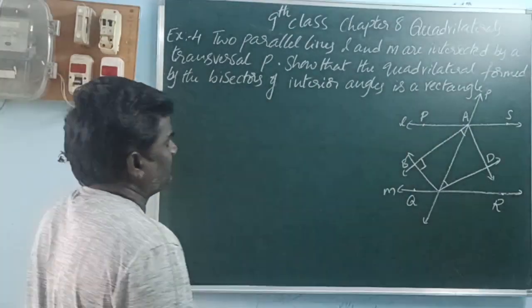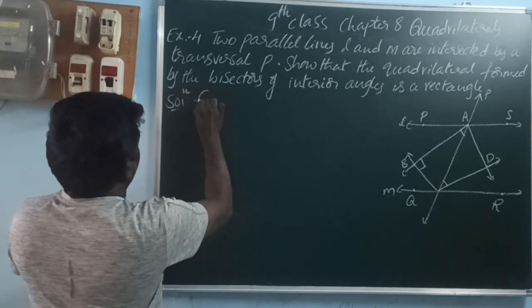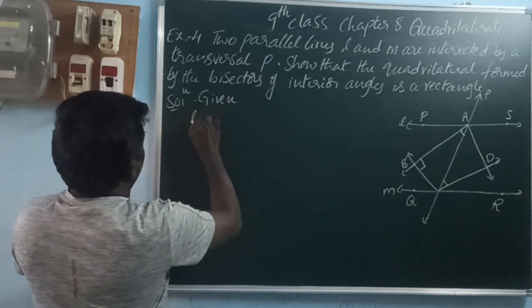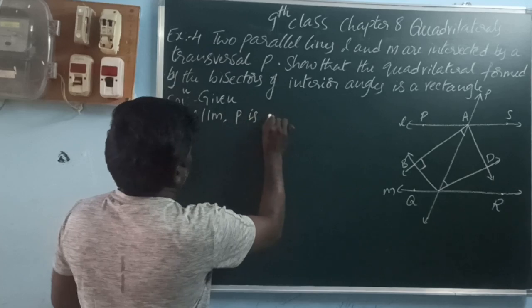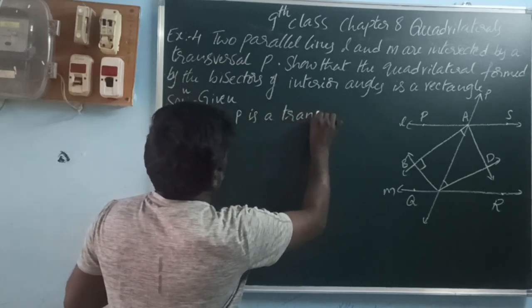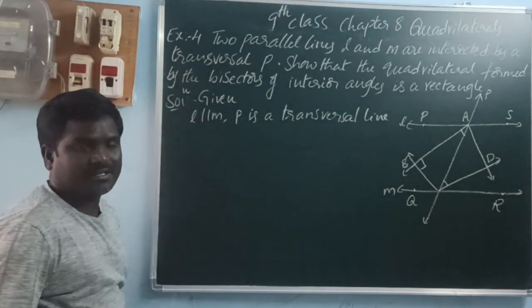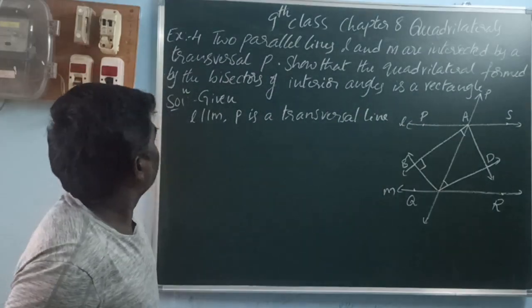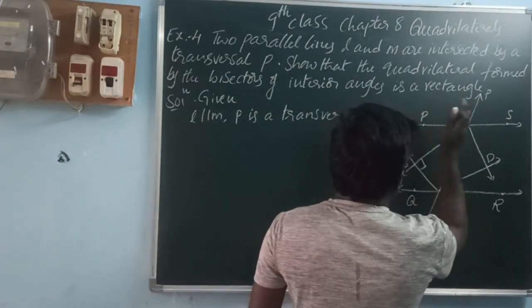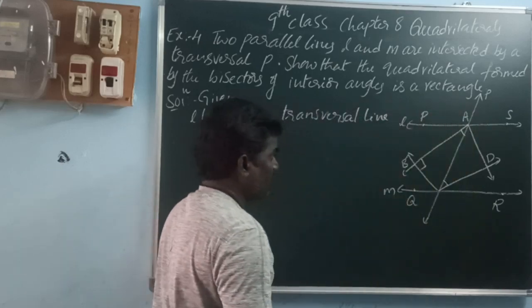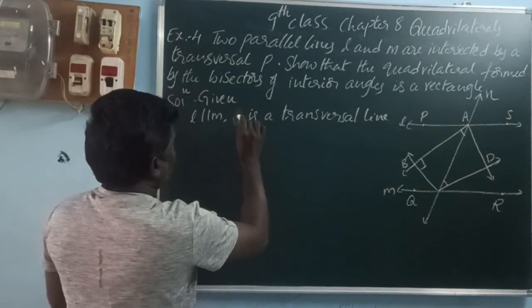Here, given: L is parallel to M, and P is a transversal line. We can take N as the transversal line.